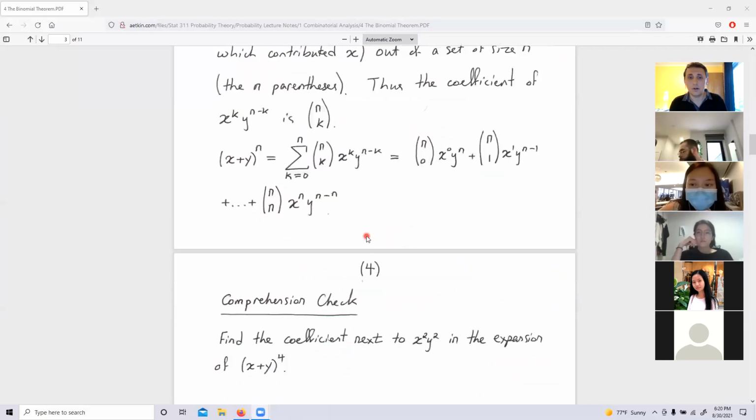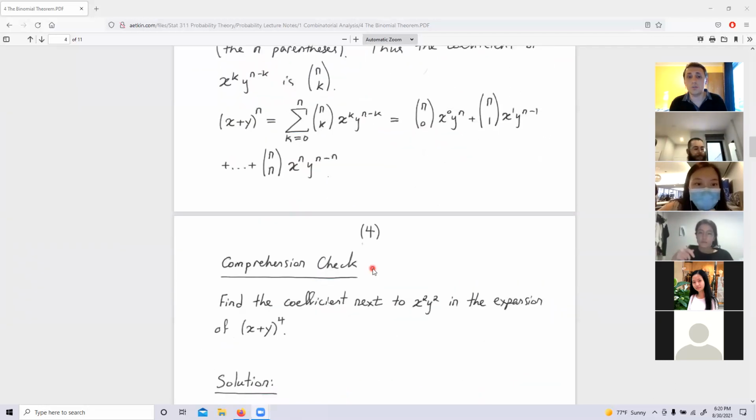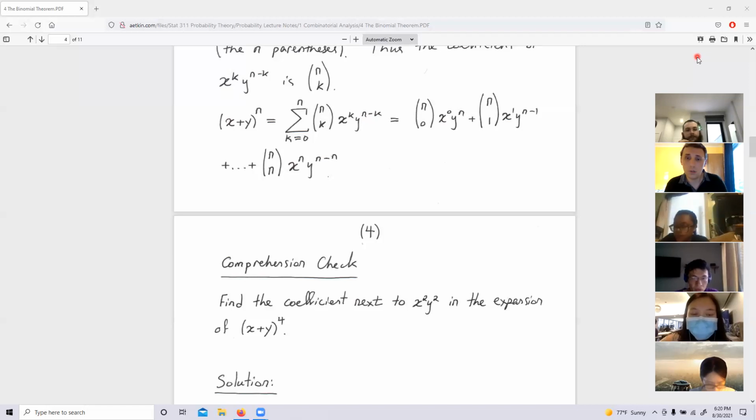Good. So comprehension check, guys, just to be sure. Here is x squared y squared in the expansion of x plus y to the 4. What's the coefficient of x squared y squared, please? Can you tell me what's the number? So if I expand x plus y to the 4, what's going to be the number next to x to the second, y to the second? Right? So it means that out of 4 parentheses, we choose 2 to make the x, and the remaining 2 will make the y. So it's 4 choose 2. Yes? You follow how that works, guys?